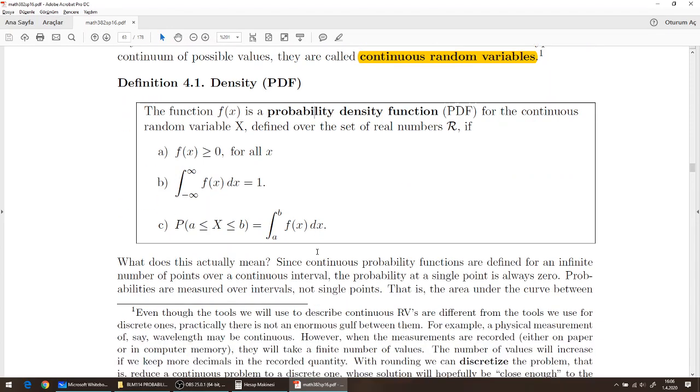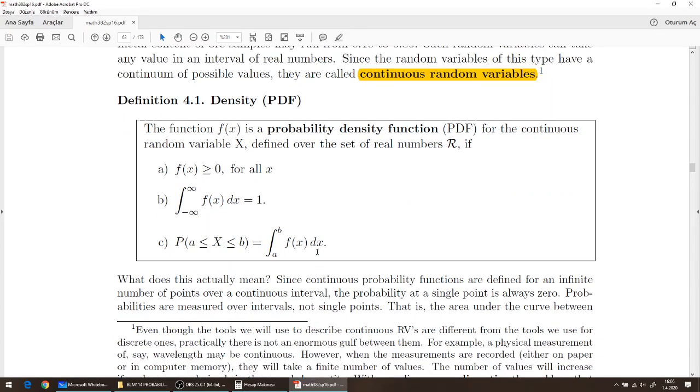Density. In the continuous case, we use the word density for the distribution: probability density function. D is for density. In the discrete case, it was PMF, as you remember, probability mass function. Here we call this the probability density function. The function f of x is a probability density function, PDF, for the continuous random variable x defined over the set of real numbers R.